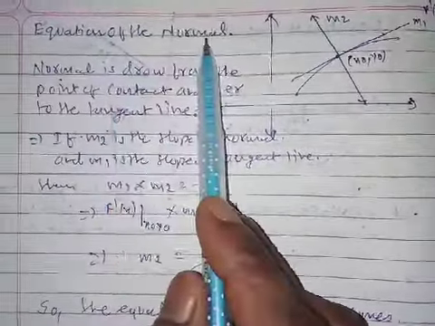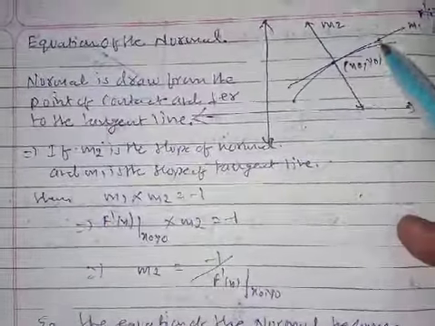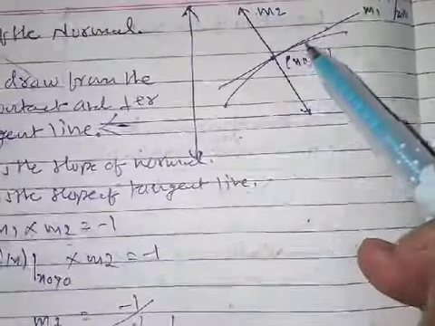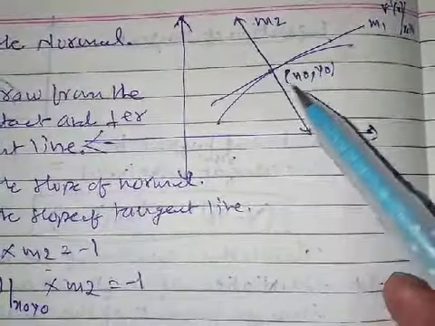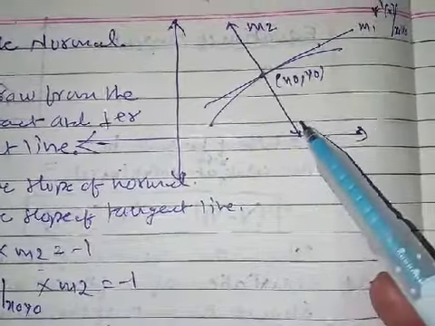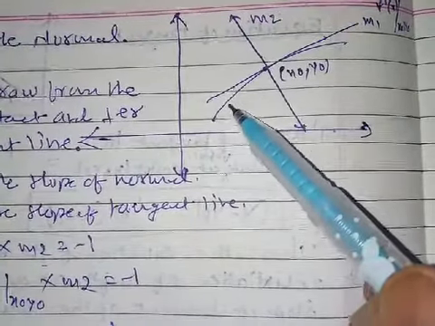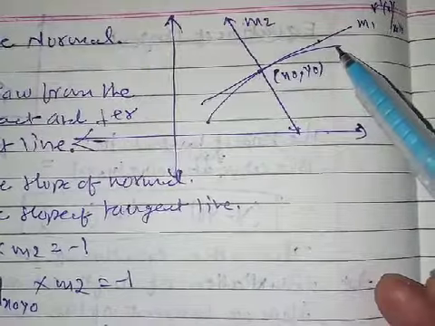The last topic is the equation of the normal. Suppose this is a curve, this is the tangent, and the normal is always perpendicular to the tangent. Where is the normal? Always perpendicular to the tangent.